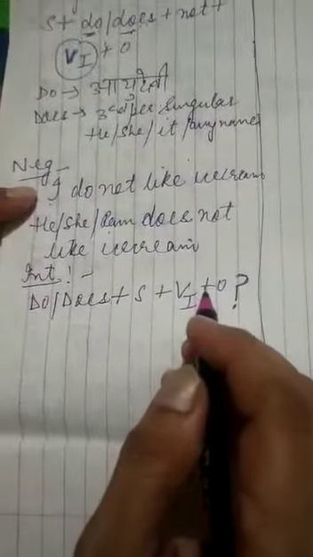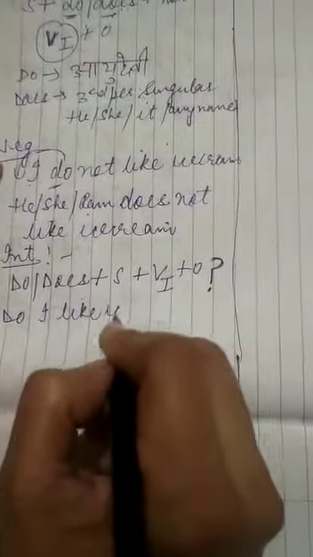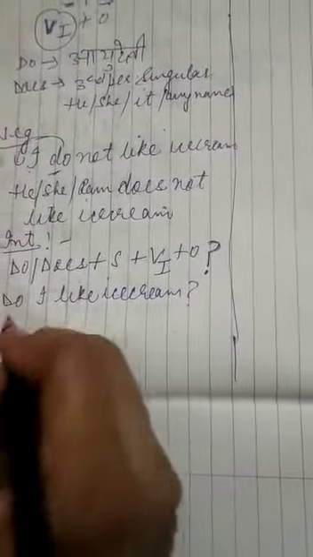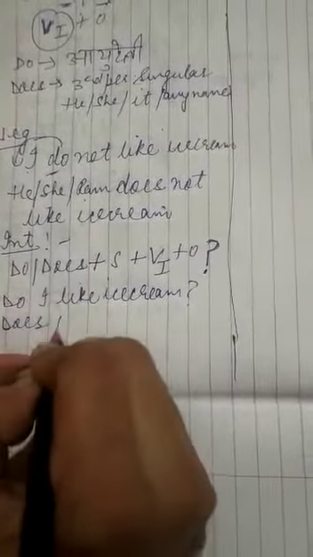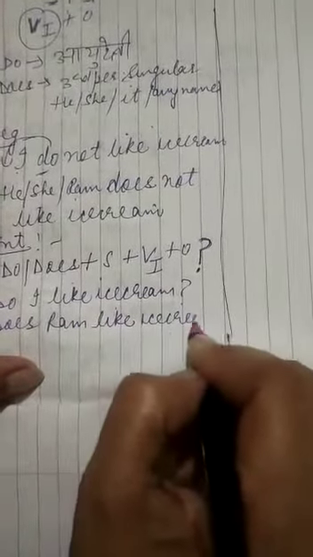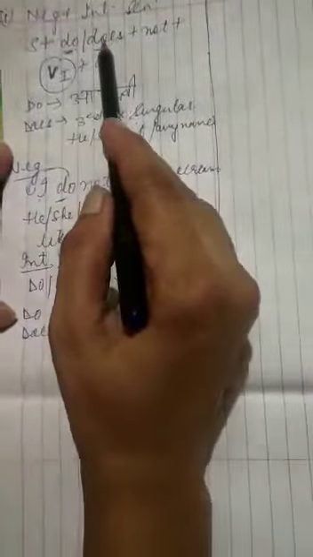I'll change this sentence into interrogative now. So what it will be? It will come here. Do I like ice cream? And a question mark at the end. Or suppose it is, does Ram like ice cream? So this is the way how you can change a simple sentence into negative or interrogative by using the helping verb do or does in simple present. So now the simple present is complete. Now let's move to simple past.